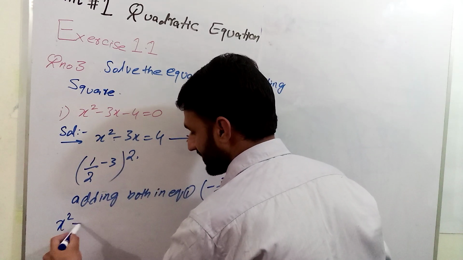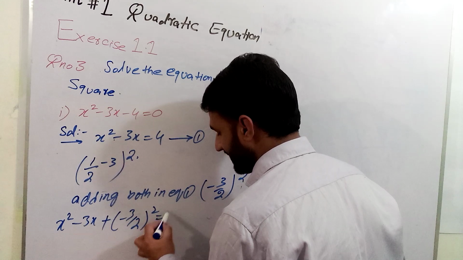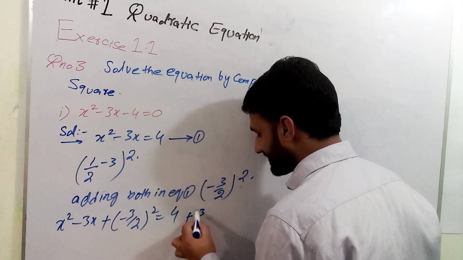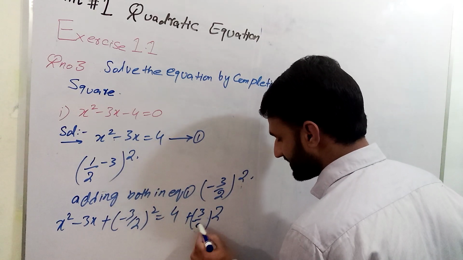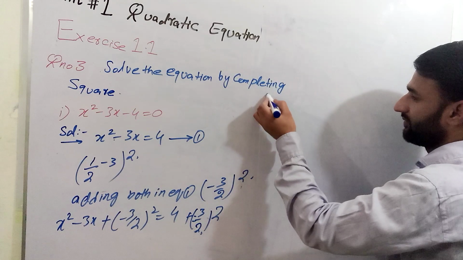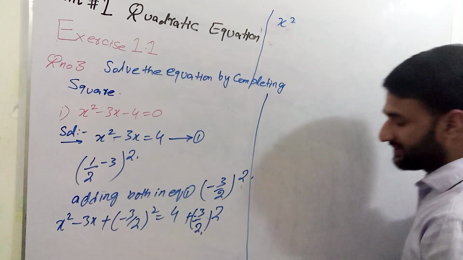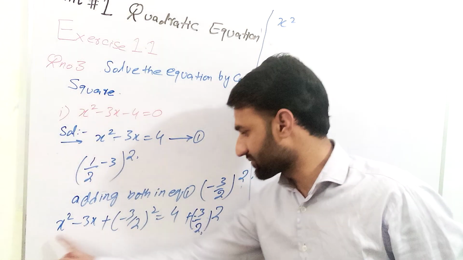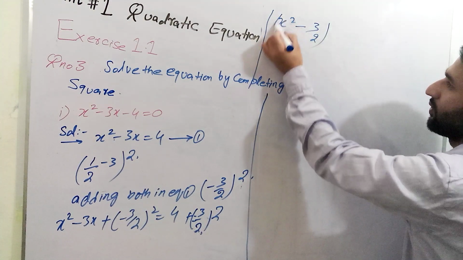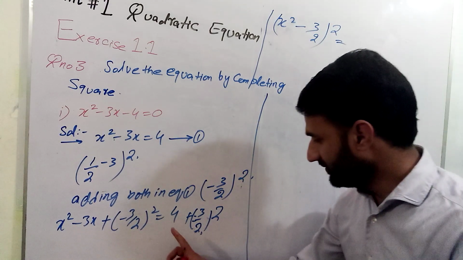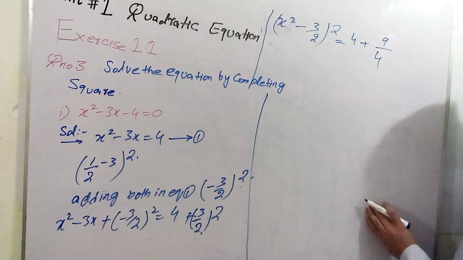Here it will become x squared minus 3x plus minus 3 divided by 2, whole square. Here 4 plus minus 3 divided by 2, whole square. Notice that x squared minus 3x plus the square term forms the formula a squared minus 2ab plus b squared. So we can notice it is simply x minus 3 divided by 2, whole square. Try to open this: 4 plus 9 divided by 4, right?